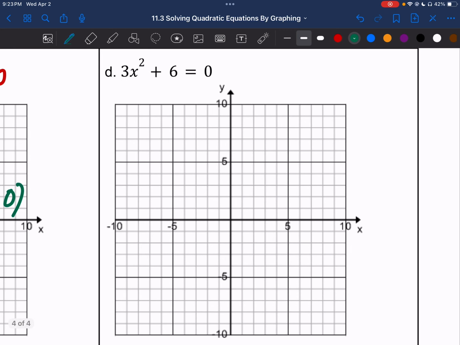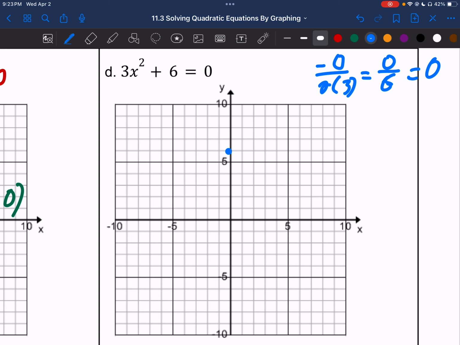The last one, 3x squared plus 6 is equal to 0. So we need to find the vertex, so the opposite of b, so the opposite of 0 over 2 times 3. So 0 over 6, which is 0. So I know my vertex is going to be at 0. Now I need to substitute it in. 0 squared is 0, times 3 is 0, plus 6 is 6. So we have our vertex at 0 and 6.